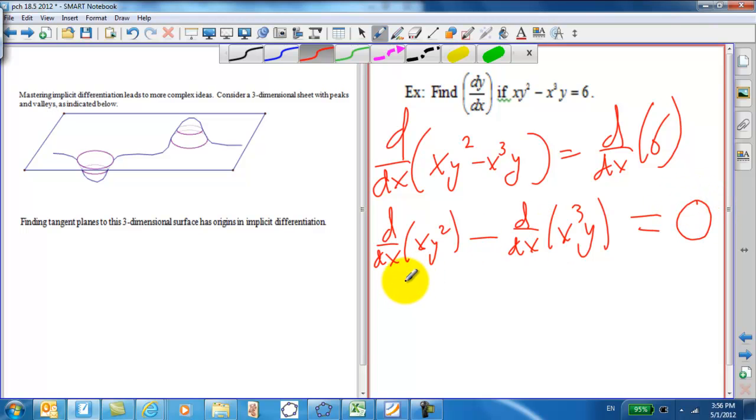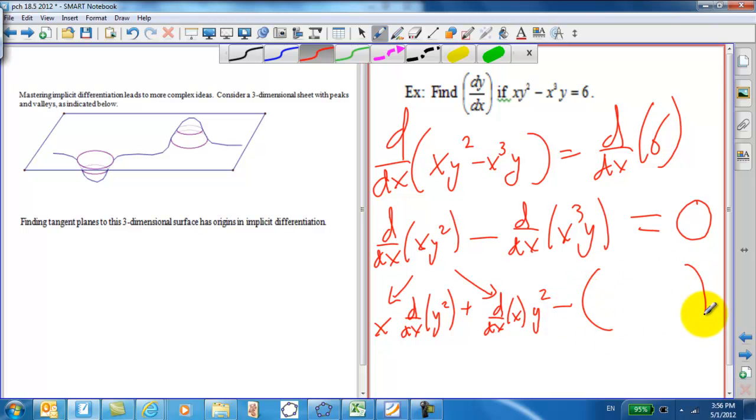Now I've got to use the product rule on each of these. So we're going to leave x alone and take the derivative with respect to x of y squared, plus now leave the second part alone, take the derivative with respect to x of x times y squared. And we're going to split up the other side too. So it's going to be x cubed times the derivative with respect to x of y, plus the derivative with respect to x of x cubed times, then leave the y alone. That's just the product rule.